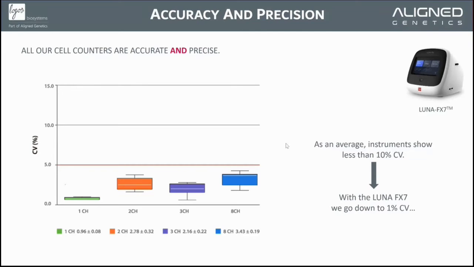No other cell counter will be this accurate and precise an instrument, and whatever the consumables we're using, I'm going to show you that later, but look, we're always far below 5% of CV, and the average for instruments, well, for good devices, is about 10%. For most instruments, Logos's products are far below 10%, but reaching 1% is a big step. So remember, accuracy and precision is critical when you select the cell counter.